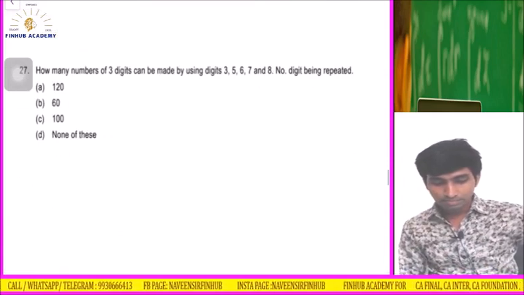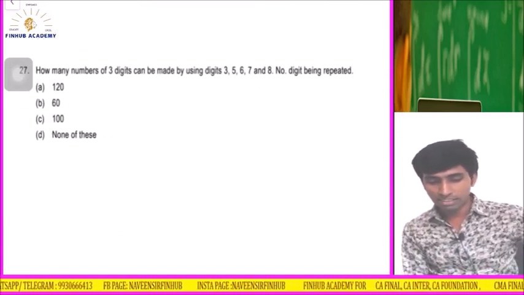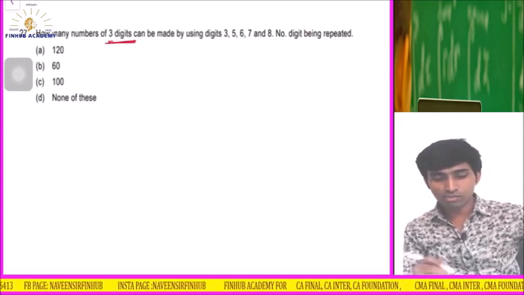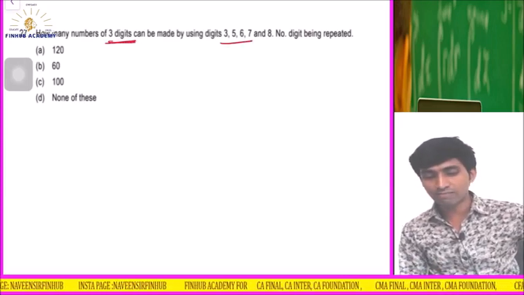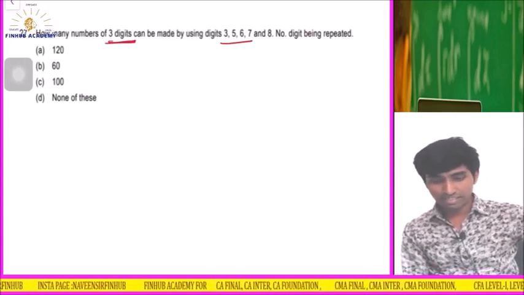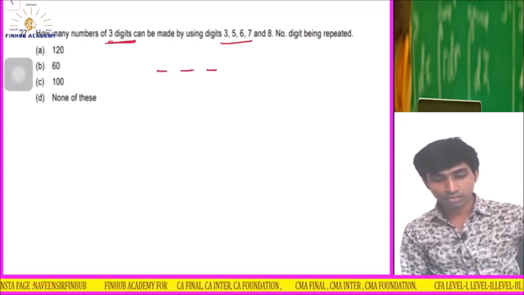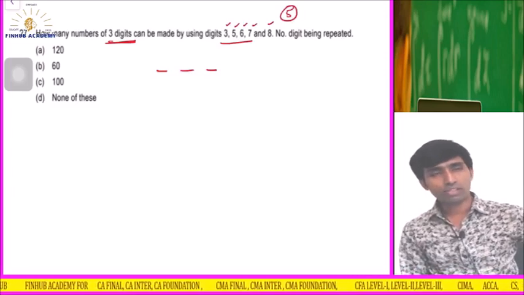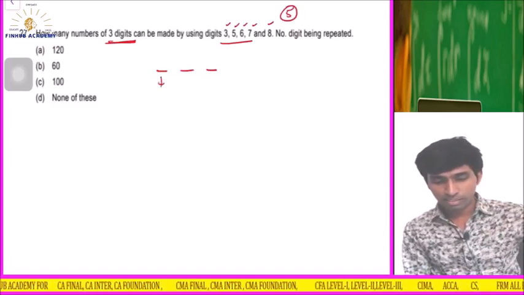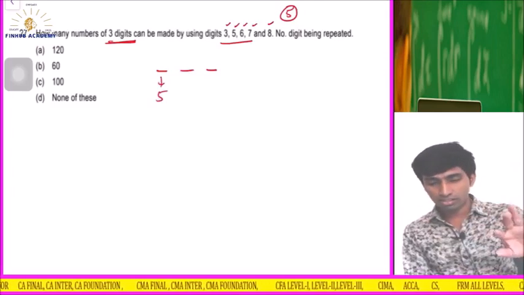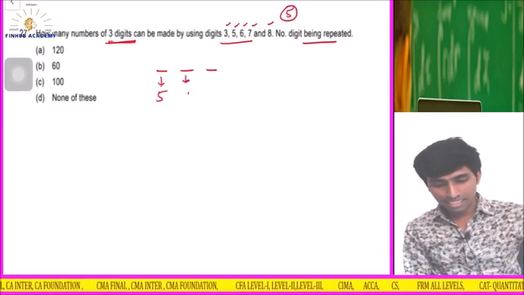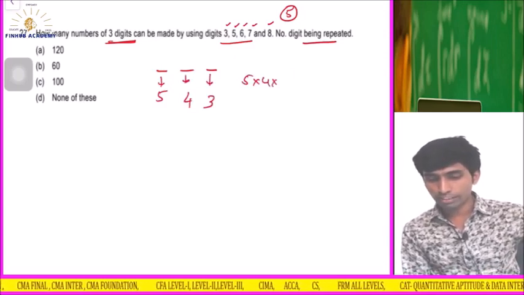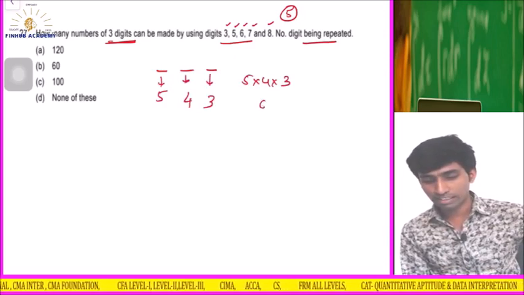How many 3 digit numbers? Simple question, permutation and combination has come. How many 3 digit numbers can be made using the digits 3, 5, 6, 7, 8? How many numbers do I have? 1, 2, 3, 4, 5. So there are a total of 5 numbers. The first place can be filled in 5 ways. One number is gone, repetition not allowed. The second place can be filled in 4 ways, the third place in 3 ways. So 5 into 4 into 3: 5 fours are 20, 20 threes are 60.